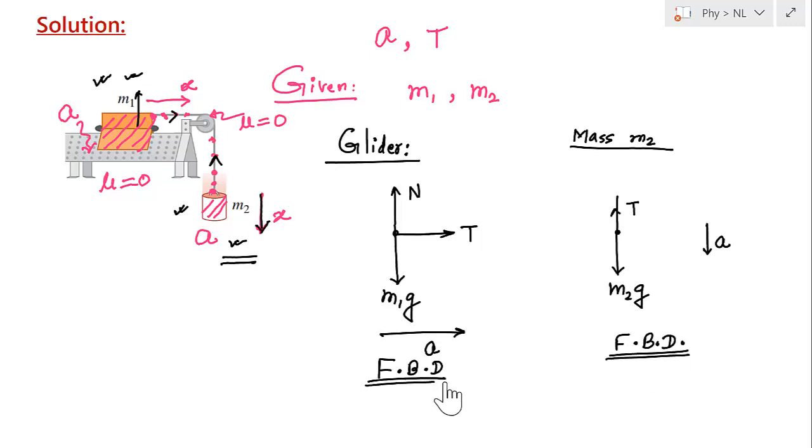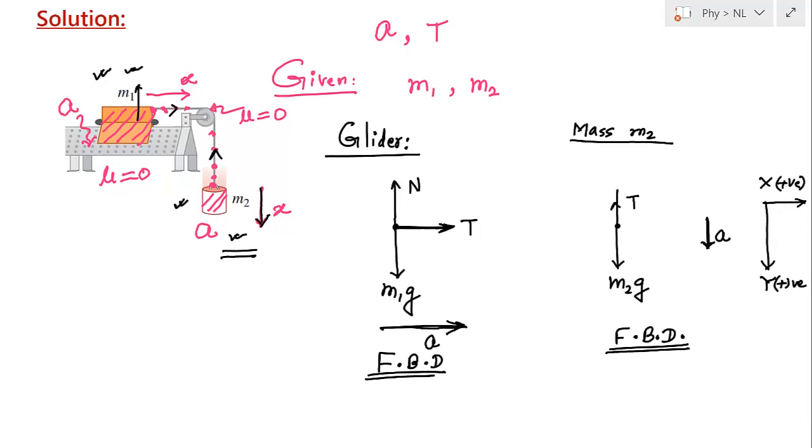Now I can use Newton's second law, but before using it I have to set the axis, that is, the sign convention. In this problem we will use the direction of acceleration as the positive direction. This means this mass is moving in this direction, and I will consider this a positive direction. So this is my positive y-axis, and this mass is moving in this direction, so we will consider this direction as the positive x direction. So this is my sign convention for this problem.